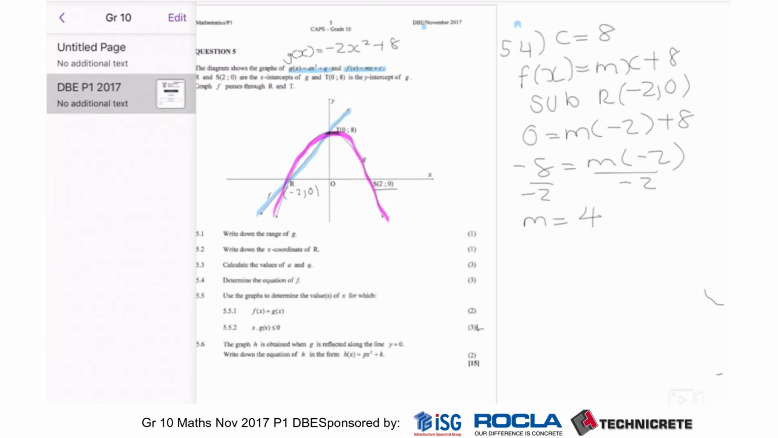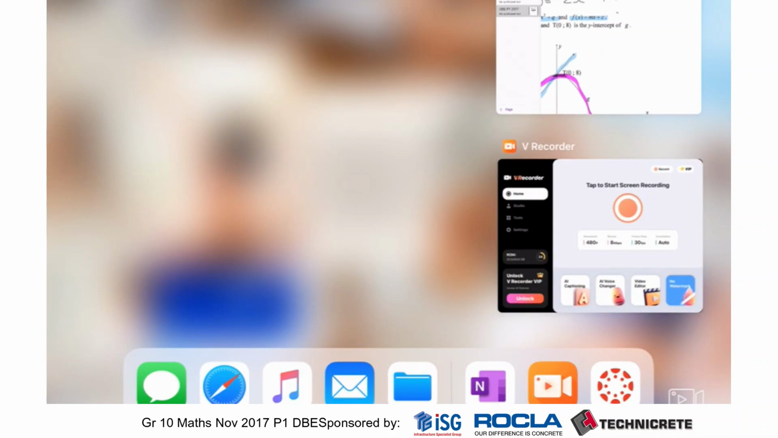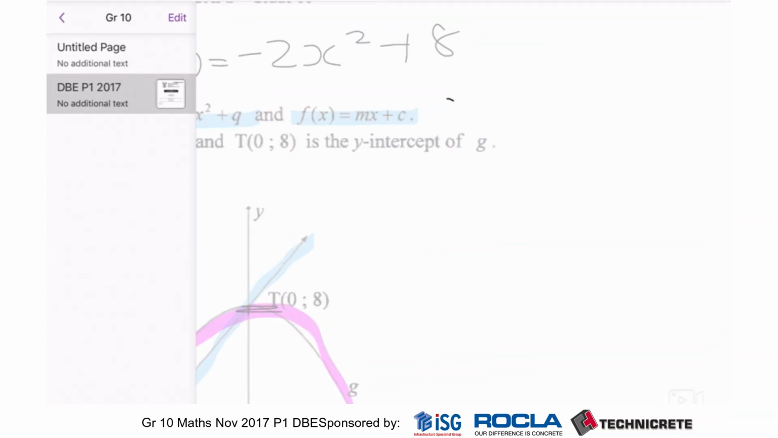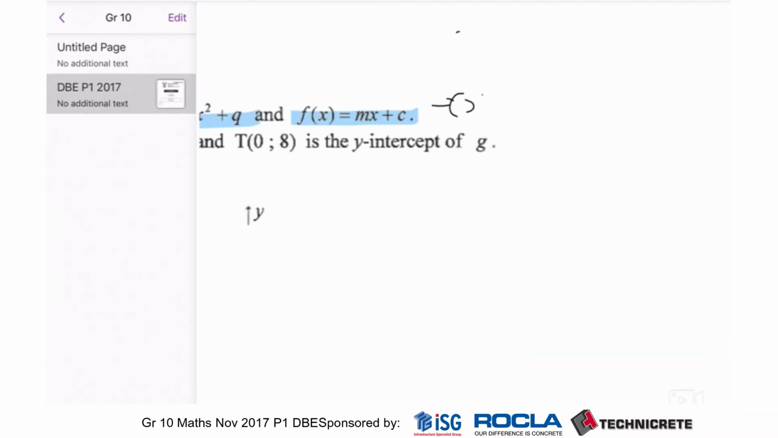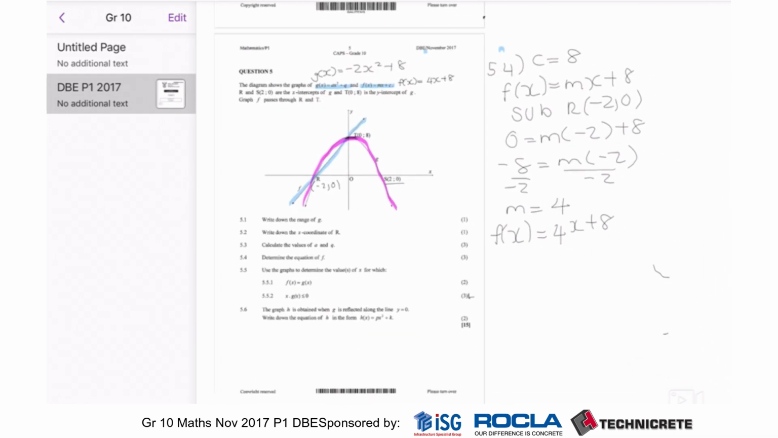Perfect, because now here they're asking for the equation. So make sure you state the equation at the end. Whereas in the previous question they asked for the values of a and q. So my equation is 4x plus 8. Let's write it in here. So f(x) is equal to 4x plus 8. Okay, perfect. Let's look at the next question.